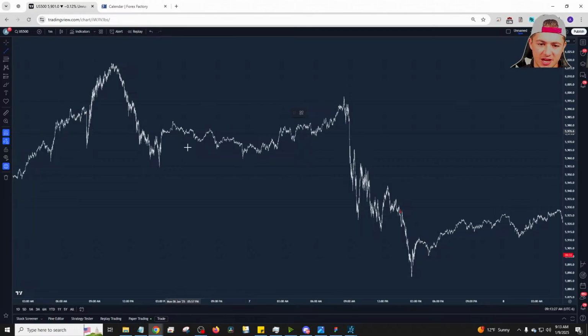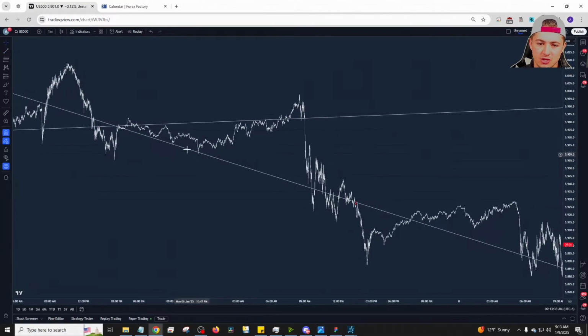You'll notice in here, you get this really tiny broadening formation like this. So over time, you'll notice it goes from this range is not even 5 points to now it's 10. Now it's 20. And then now over on this side of the chart, it's 80 points, right? So that's why the broadening formations are important.